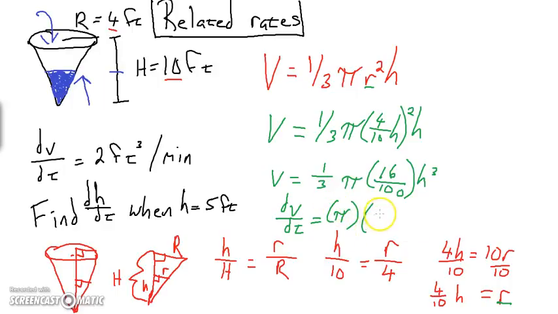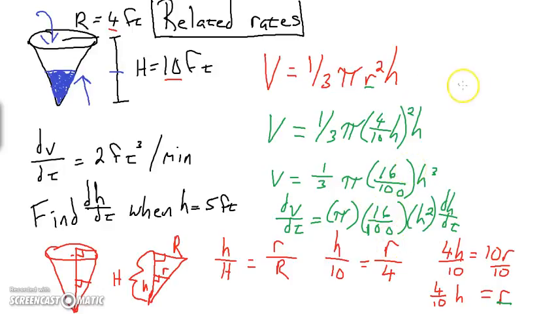That gives us an answer of pi times 16 over 100 times h squared dh dt. Why? Because remember, we're differentiating with respect to time. So always dh dt. Don't forget that last part. A lot of people forget that, and it gets you a wrong answer.